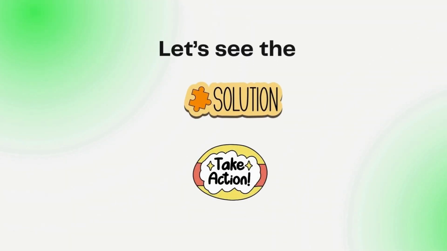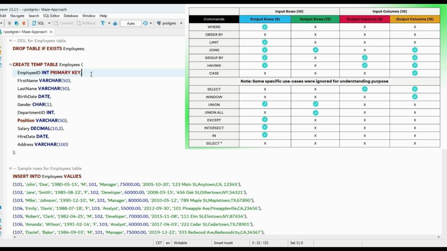Okay, enough of the theory now. Can I show you this approach in action now? Sure, I will. Alright, so in this demo, I'll show you how different SQL commands impact the output rows and output columns. So we'll refer to our master chart where we have listed down all the SQL commands and what is the impact of each.